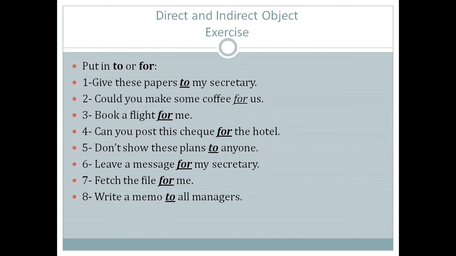Now direct and indirect object exercise, put in to or for. You can see the answers are the words which were underlined and written in bold. Number 1, give these papers to my secretary. Number 2, could you make some coffee for us? Number 3, book a flight for me. 4, can you post this check for the hotel? 5, don't show these plans to anyone. Number 6, leave a message for my secretary. 7, fetch the file for me. Number 8, write a memo to all managers.